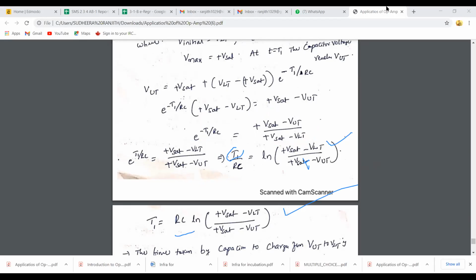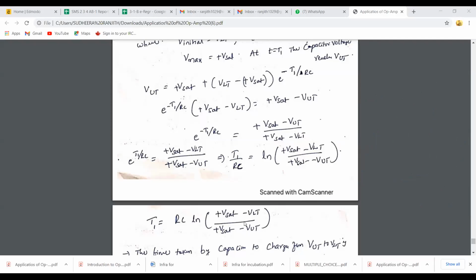Yes, sir. Right, it's not finished yet. This is only the half cycle we have taken, not the full cycle. A full cycle means complete, so we also have to take the capacitor discharging. So now what is the initial voltage? VUT. After completion of that instant, what is the capacitor voltage? VLT. What is the maximum voltage towards which the capacitor is charging? Minus V sat. Is it clear? Right. Very good.